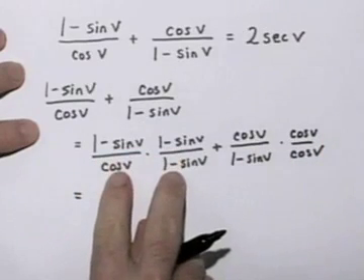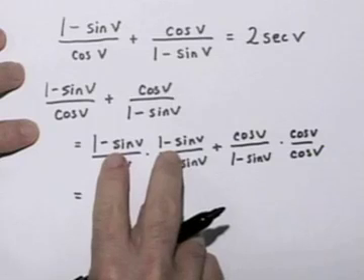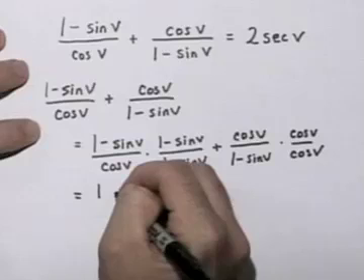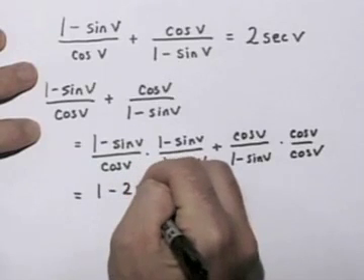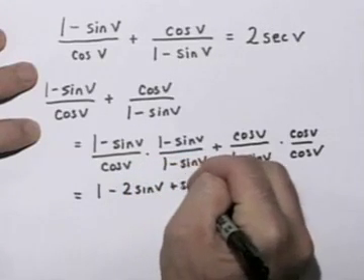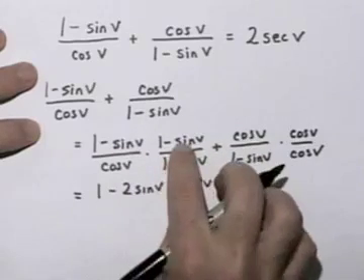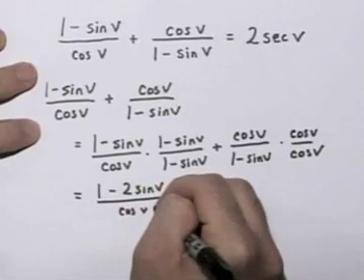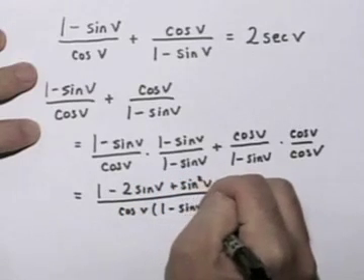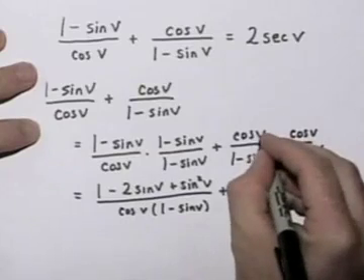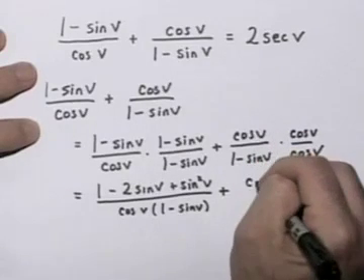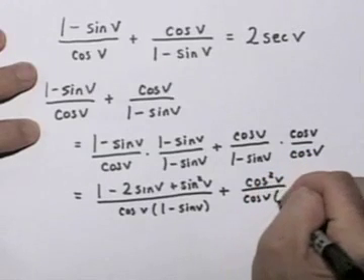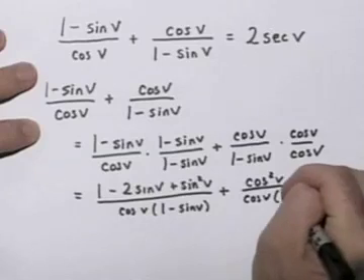What I'm going to do now is multiply these expressions. In the numerator, I have (1 − sin v) times (1 − sin v), which is going to be 1 squared, or 1, minus 2 sin v plus sin squared v. In other words, we FOIL that. And that's going to be over cos v times (1 − sin v). Plus, multiply here, I get cos v times cos v, which is cos squared v, over the same denominator, cos v (1 − sin v).